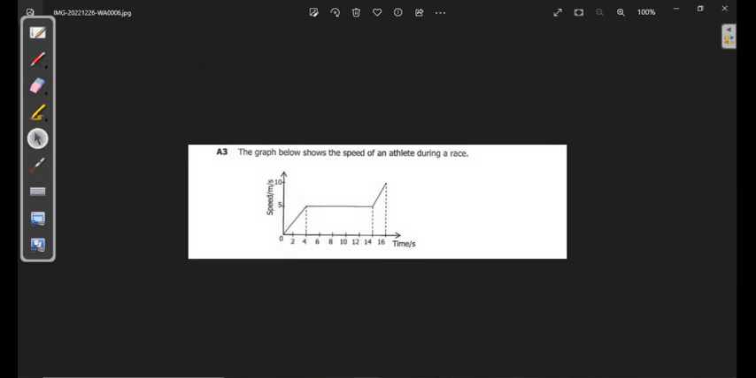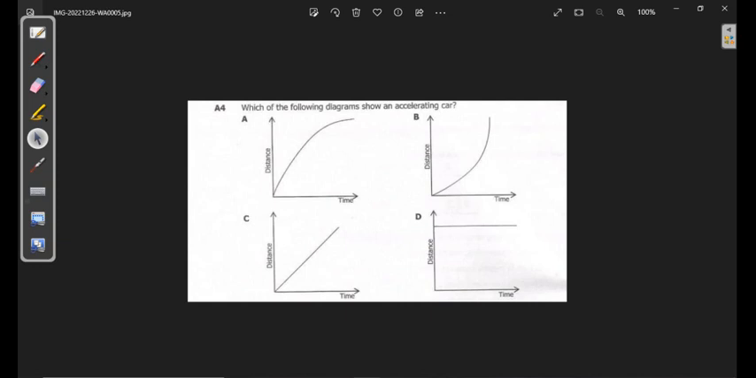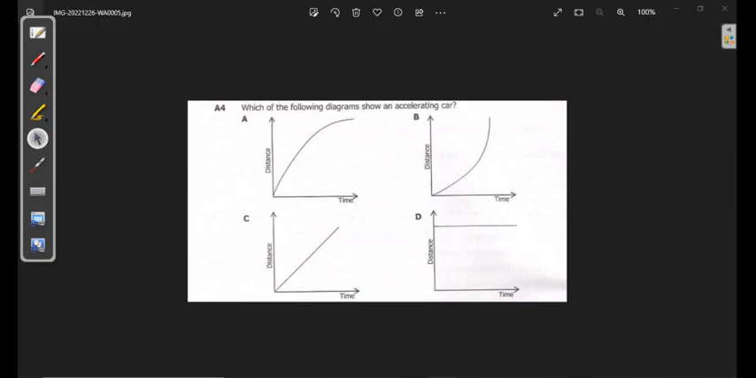Let's consider this one. Which of the following diagrams shows an accelerating car? So which one shows an accelerating car? We have got a distance time graph here, remember.